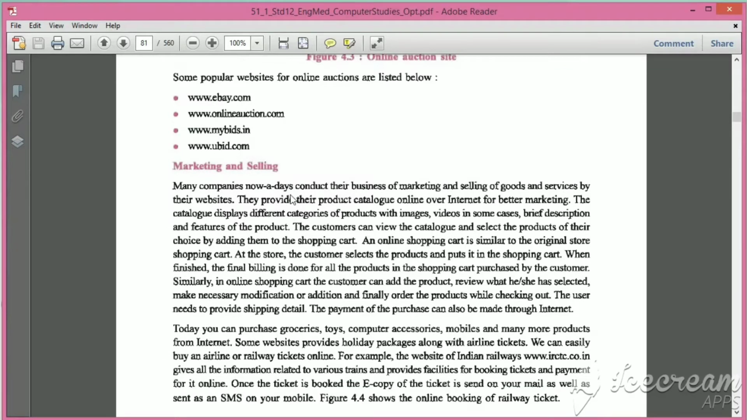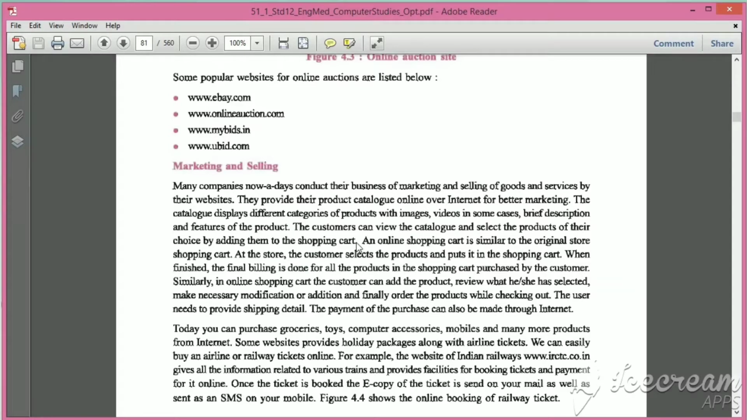Many companies nowadays conduct their business of marketing and selling goods and services through their websites. They provide their product catalog online over the internet for better marketing. The catalog displays the different categories of products with images, videos and in some cases a brief description and features of the product. The customer can view this catalog and select the product of their choice by adding it to the shopping cart.